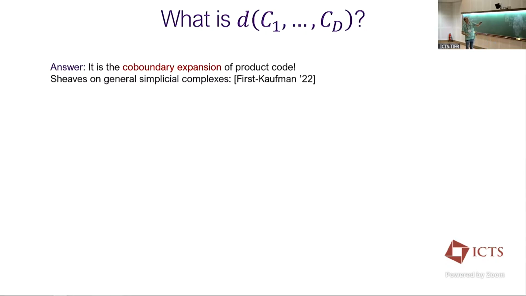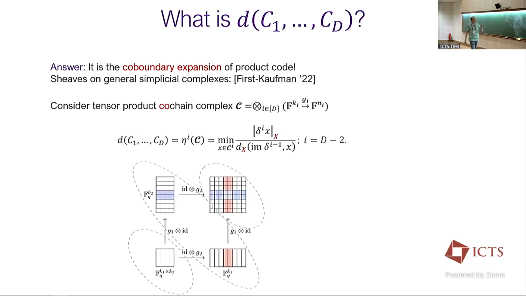read in more detail about the general theory of how this works in a series of very comprehensive papers by First and Kaufman. We just applied it to tensor product codes, and they applied it everywhere and showed many different new examples, also interesting ideas on how we can use it to construct some LTCs and quantum codes. And here is a definition.